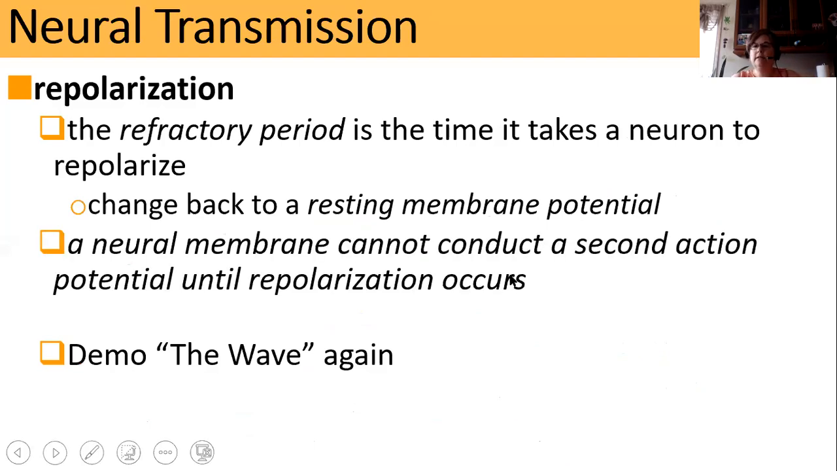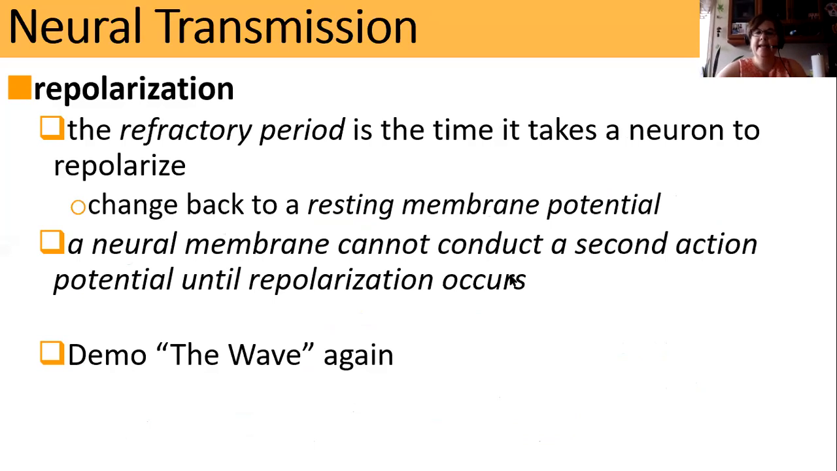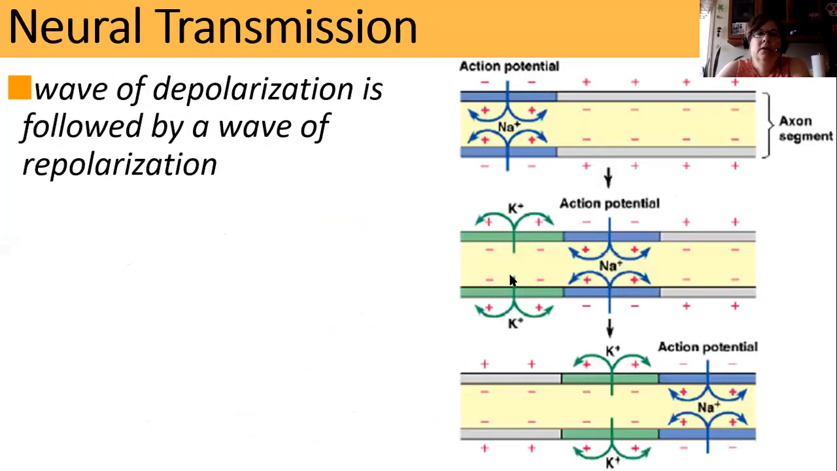Okay, so again, the thing to remember is that in a neural membrane we can't have a second action potential until repolarization has happened. So that's a really important piece to this. A wave of depolarization is followed by a wave of repolarization. So let's just take a look at this little image here, okay?